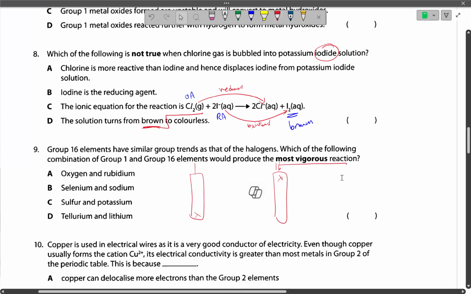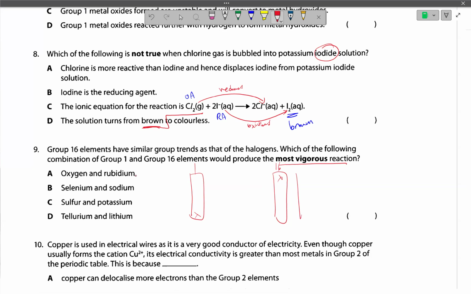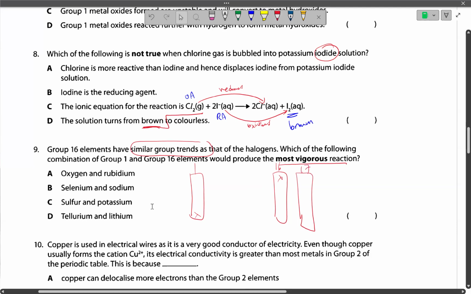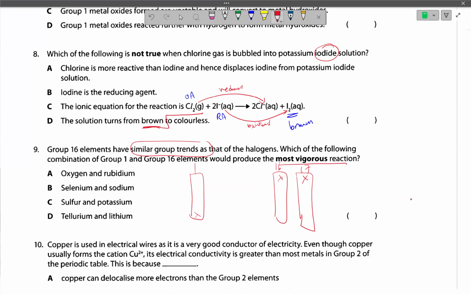So if you look at the periodic table, no, similar in the sense of reactivity. Similar trend, not reaction. Trend means that as you go down the group, reactivity decreases. So the most reactive is on top, right? Fluorine is the most reactive, so having the same trend means this is the most reactive. We're talking about reactivity in this case.